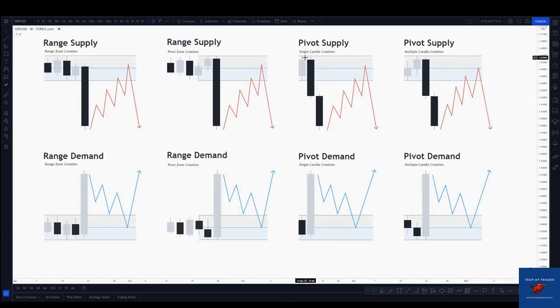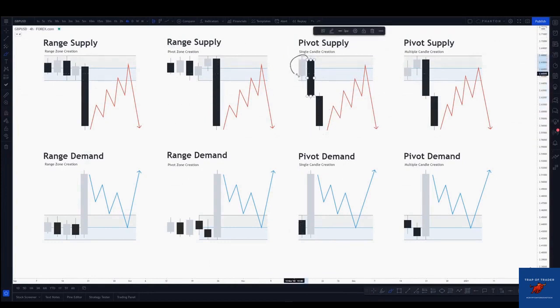Now, what we can also do is look at the pivot supply, pivot demands. And again, this factors into what we were just speaking about, where you have single candle creation and multiple candle creation of these supply and demand zones. If we're using pivot supply with a single candle creation, basically we have that bullish candle before the bearish expansion outside of that pivot. If it was a continuation pattern, we would have something like this, where we have that down move, the sharp move to the upside, and then the sharp move to the downside. So it's conceptually the exact same as what we had just spoken about.